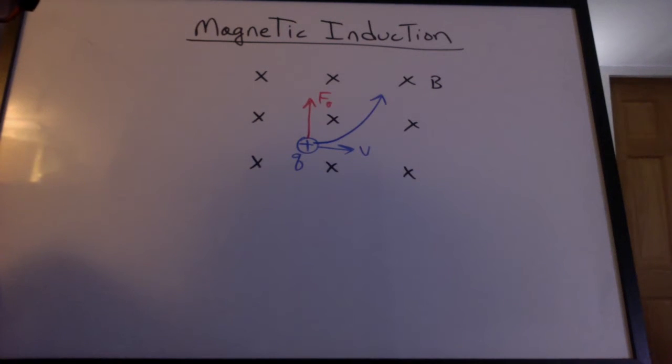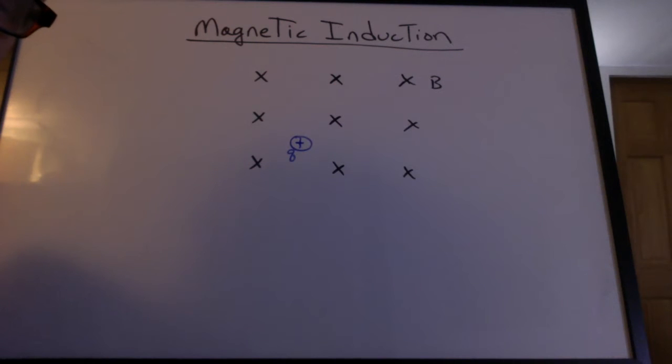And previously, we've established that this will cause the charged particle to curve, changing the direction of the velocity vector, and therefore changing the direction of the magnetic force. But what if this charged particle was inside a wire, and that wire was moving to the right? The charged particle will still get a force acting up, but it won't be free to move in a circle. It's going to stay inside that wire.